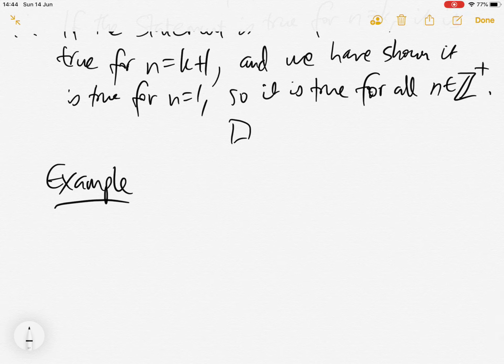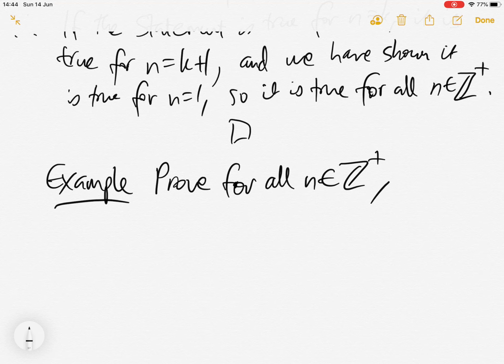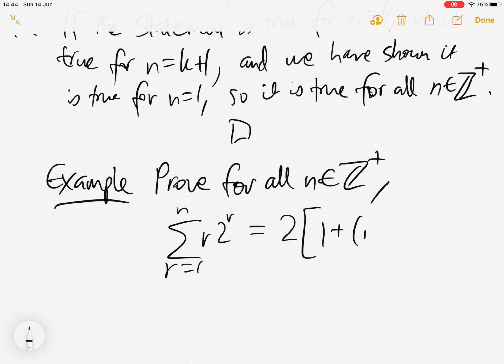We'll do one more summation formula. So prove for all n in Z plus that the sum from r equals 1 to n of r times 2 to the r is 2 lots of 1 plus n minus 1 times 2 to the n.